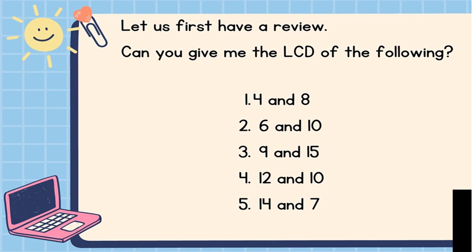Can you first give me the LCD or the least common denominator of the following? For number 1, what is the LCD of 4 and 8? Yes, you're correct. That is 8. How about for number 2, 6 and 10? Okay, that is 30. How about for number 3, 9 and 15? Yep, we got 45. And for 12 and 10, the LCD is 60. And then number 5, 14 and 7, the LCD is 14. Very good.